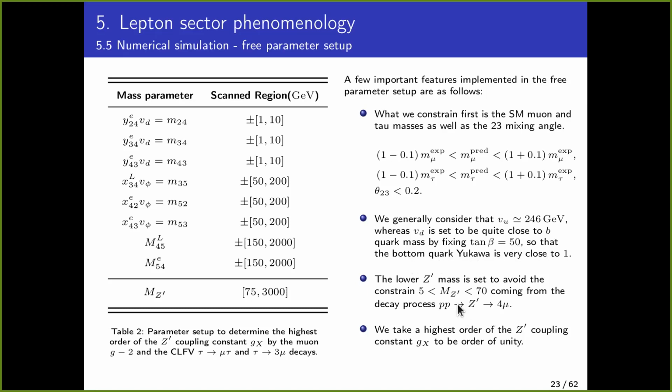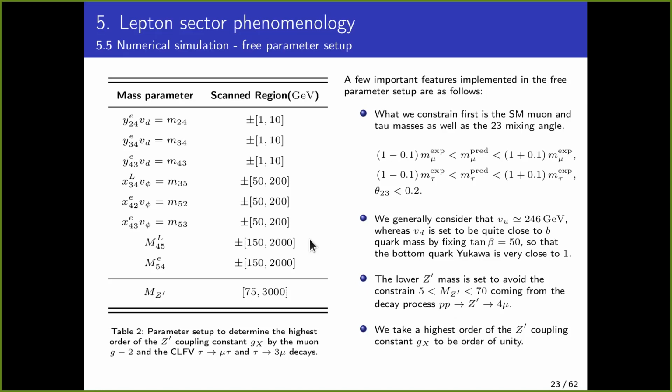And the lower Z prime mass limit is set to avoid the constraints coming from the decay process, pp to Z prime to fermions. To avoid this constraint, we set the lower mass limit of Z prime to be 75 and we want to scan from 75 to 3 TeV. So we take the Z prime coupling constant gX to be of order unity. This is an assumption, but I will talk about how this unity is not ruled out by the electron sector observables.